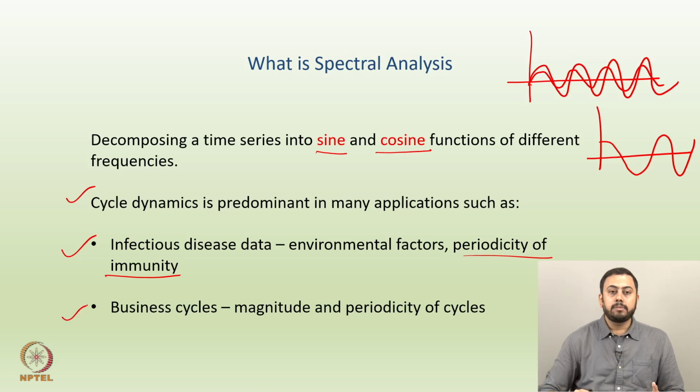Or probably the second example could be business cycles. Let's say, how can one judge the magnitude and periodicity of cycles? I mean, how high and low are the periodicities, or how high and low are the oscillations? Again, these are some elementary examples. Of course, we'll see a lot of other examples down the line. But just to summarize in one line, wherever one can see some cycle dynamics which contain oscillations around a constant, one can break it apart and try to analyze it using a spectral analysis framework. Okay.